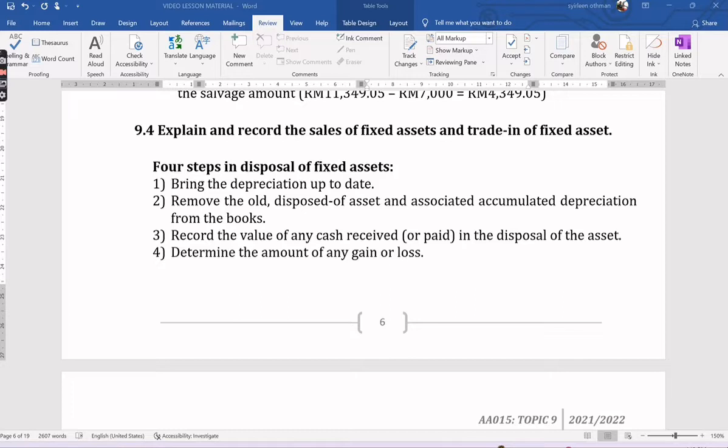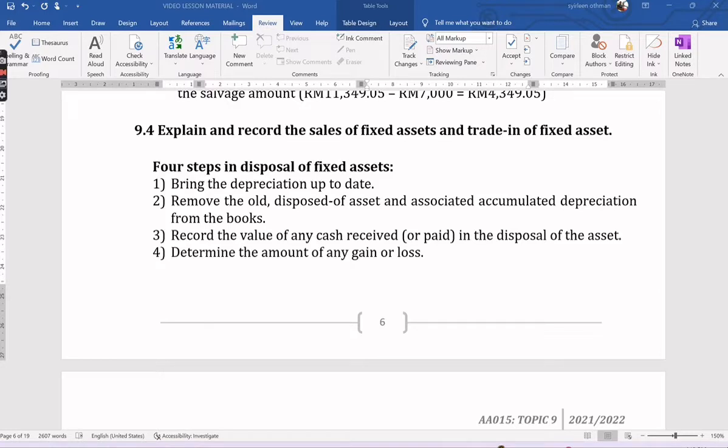Okay, secondly, we need to remove the disposed asset and associated accumulated depreciation from the books. Okay, maksudnya dekat sini, let's say saya dispose asset equipments. So the ledger or the accounts for equipments will be removed, and the accumulated depreciation, that is the contra account for the equipment, will also be removed from my books. Okay, so automatically both accounts won't be any longer in the books, in your accounts list.